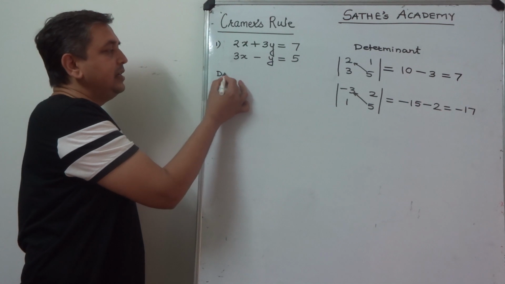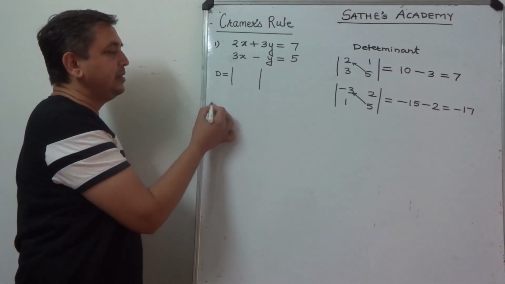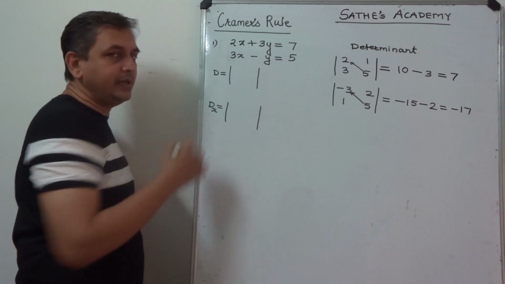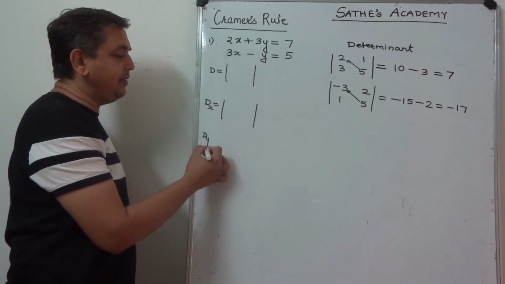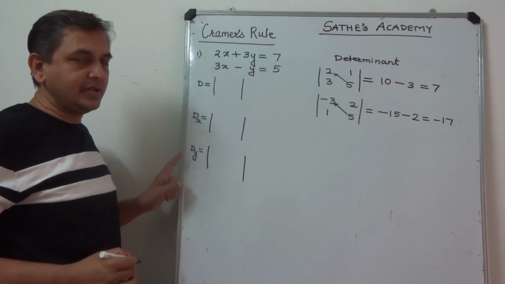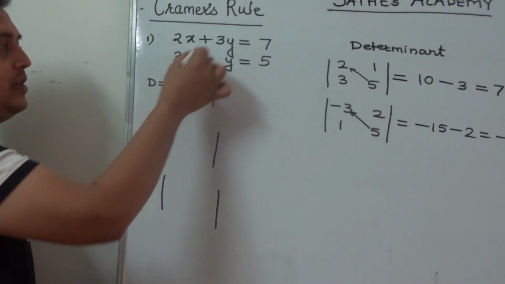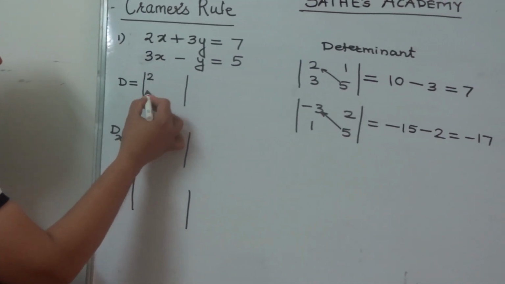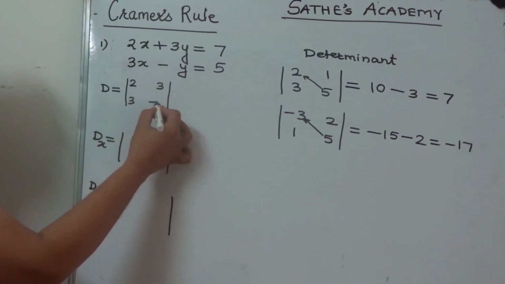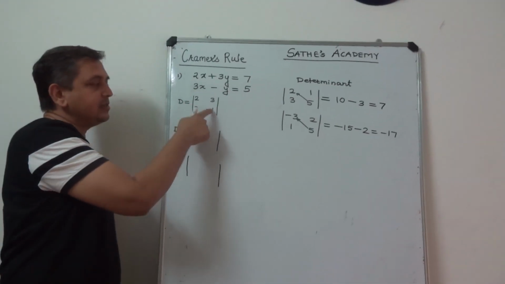Step 1 is we write D, we have to write some determinant. Step 2 we write Dx, again we have to write some determinant. And step 3 is Dy, again we have to write a determinant. D, Dx, Dy. What is this D? It is the determinant of coefficients of x and y. So 2, 3, 3, and here the coefficient of y is minus 1. Coefficients are 2, 3, 3, minus 1.